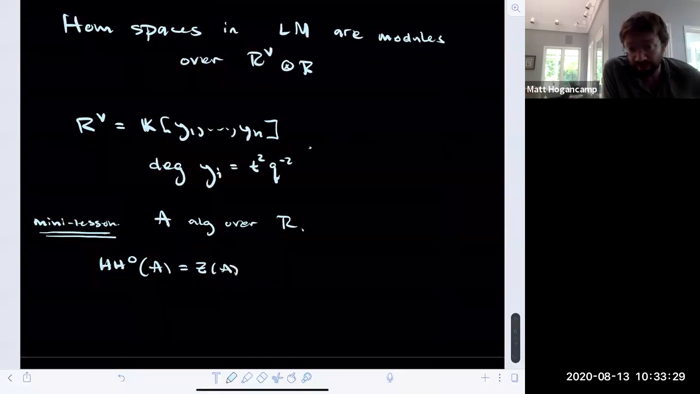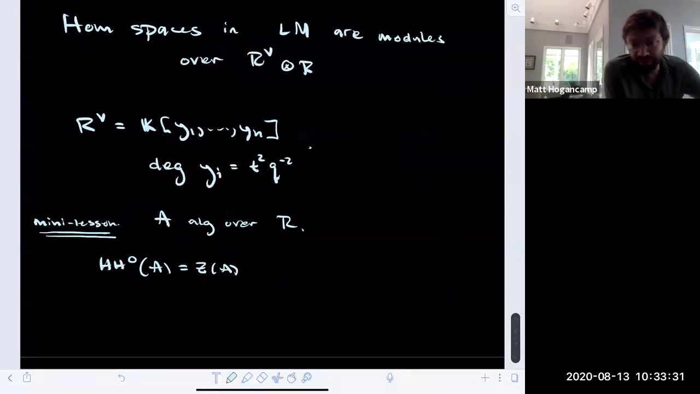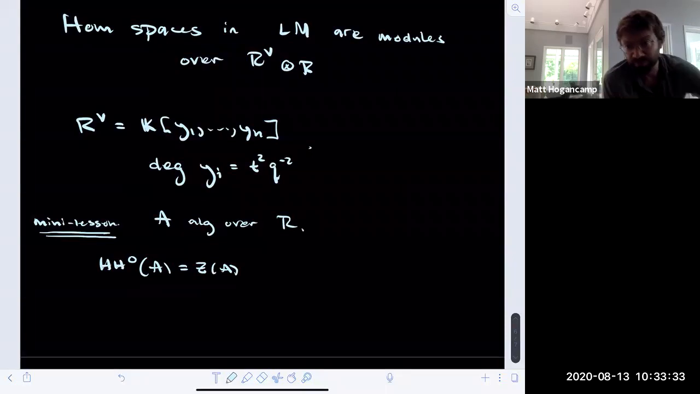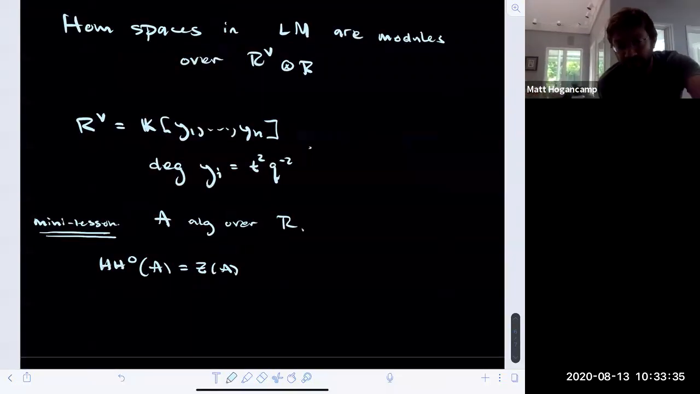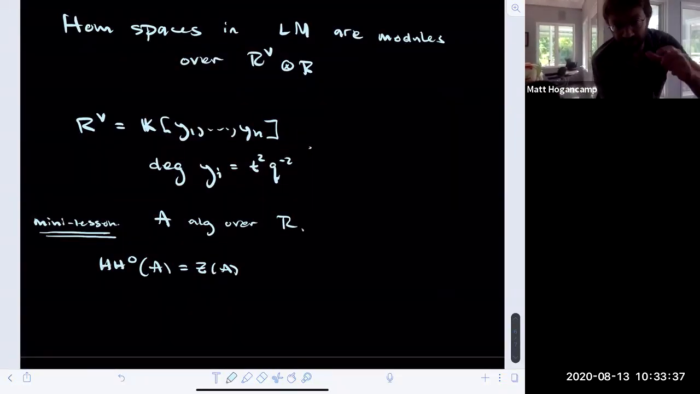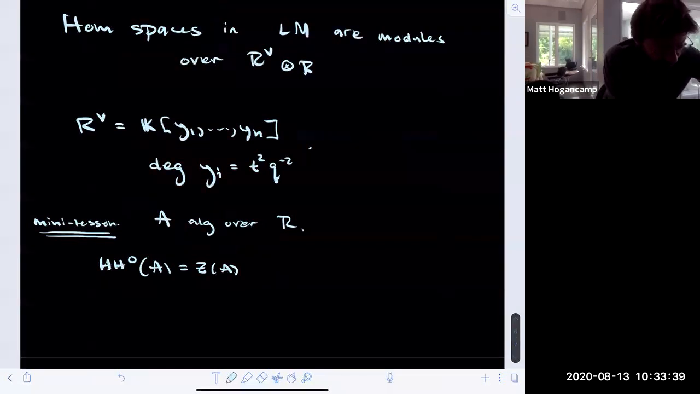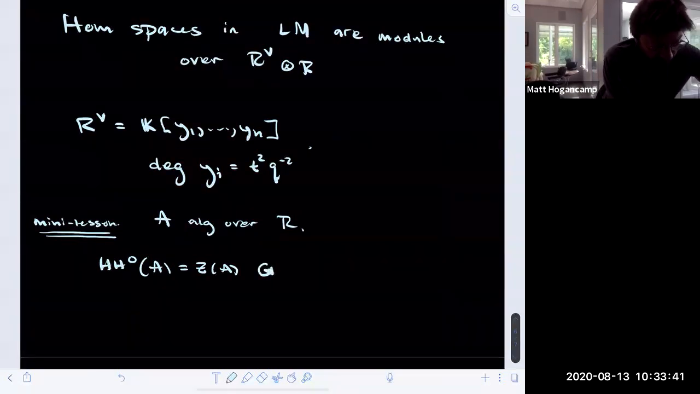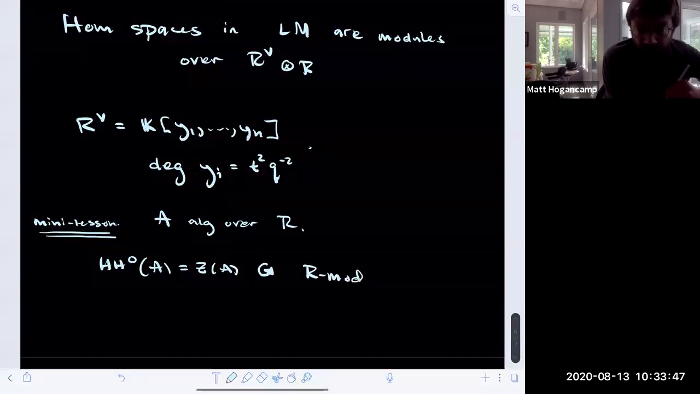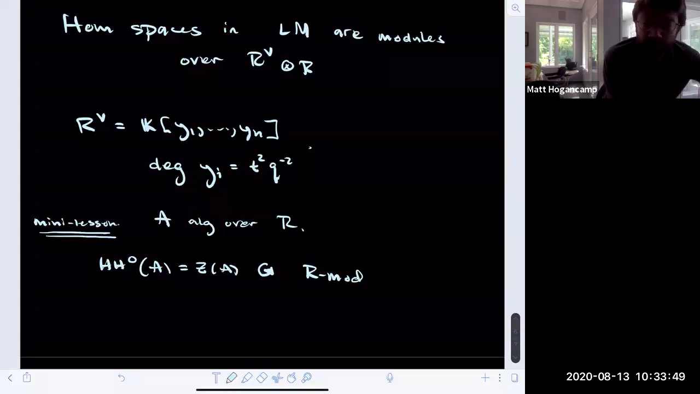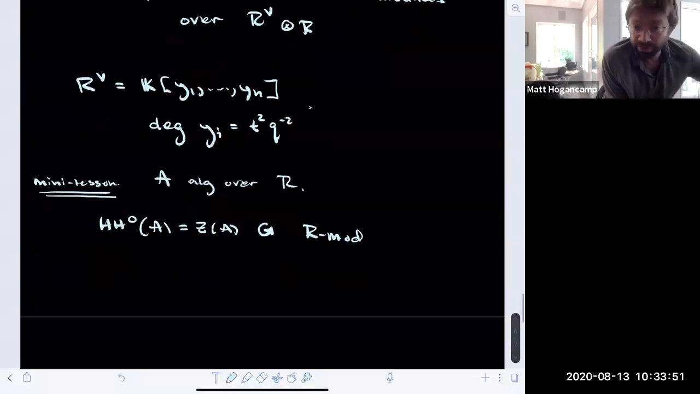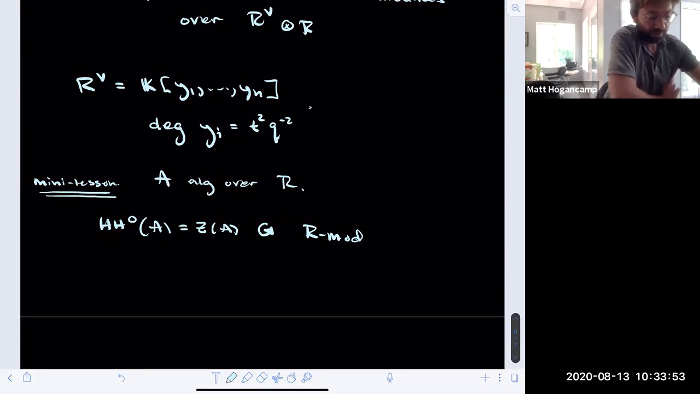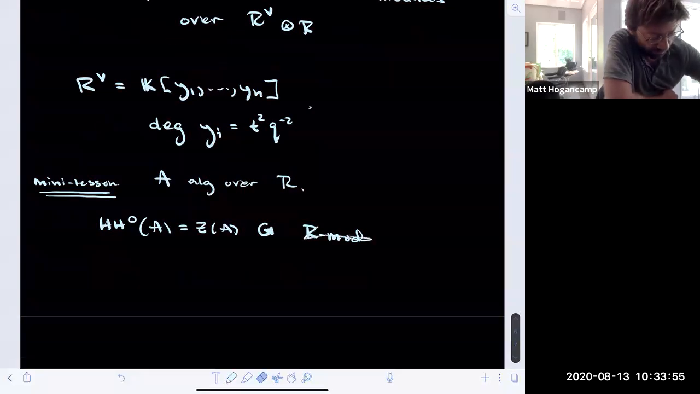And the center of A can also be thought of as the center of the category of A modules. In other words, the center of A acts naturally on any module. Any module you can left multiply by a central element.